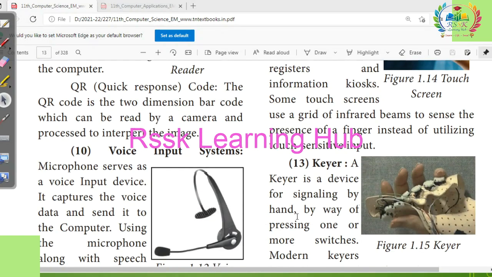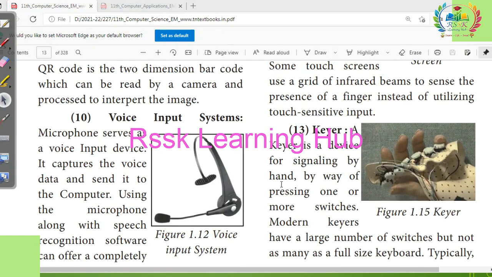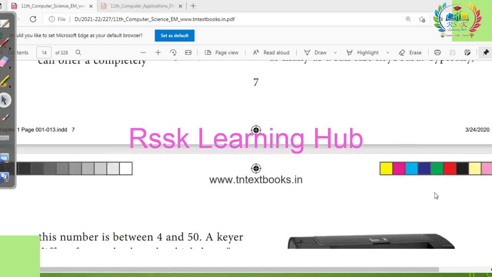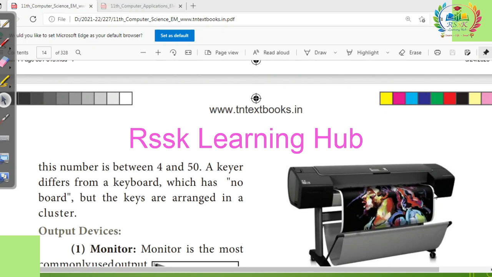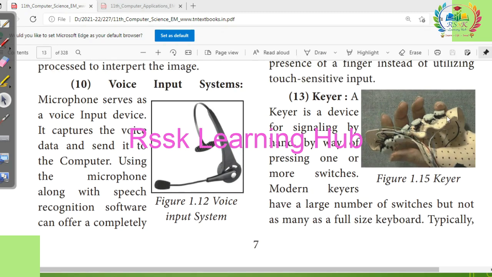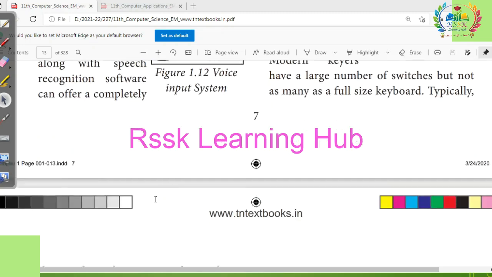Okay. Next one is the Keyer. A keyer is a device for signaling by hand, pressing one or more switches. Modern keyers have a large number of switches, but not as many as a full-size keyboard, between 4 and 50. The keyer differs from the keyboard: the keys are arranged in a cluster manner, not in an ordered manner, like a branch of keys pointing to one key. So it is one kind of input device, that is the keyer.